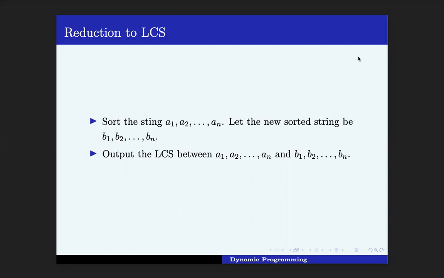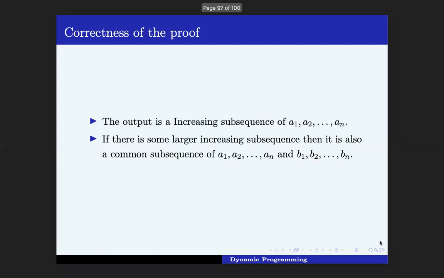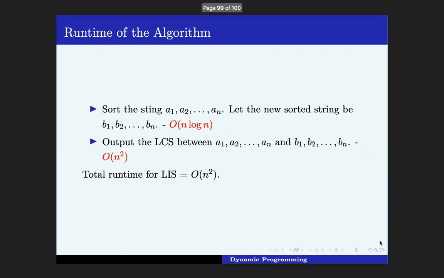So instead of reinventing the wheel, I could have just sorted it and found the longest common subsequence between these two strings. How much time does it take to find the longest common subsequence? For strings, order n square. How much time does it take to sort it? Order n log n. So all total is order n square. You can go and prove that this is actually the increasing sequence. I don't want to go into the proof formally.